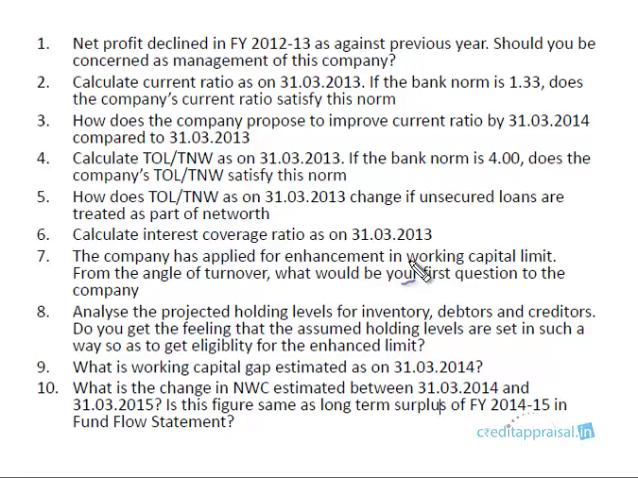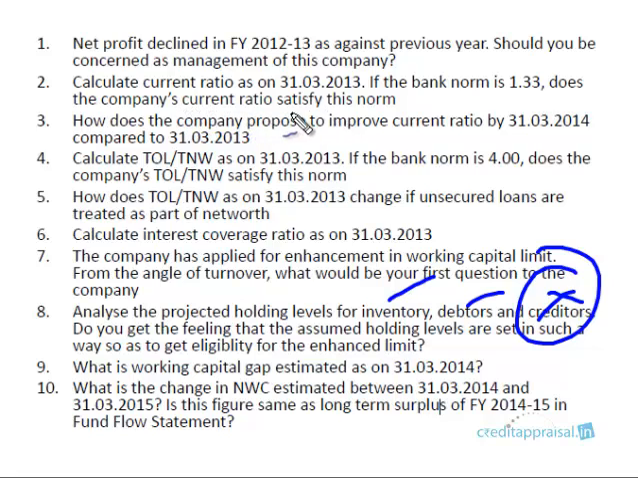So the next question is, what is the working capital? Analyze the projected holding levels for inventory, debtors, and creditors. So these two are okay. These are not okay. Do you get the feeling that the assumed holding levels are set in such a way to get eligibility for the enhanced limit? Yes. It looks like the creditors figure was deliberately projected at a lower level in order to get the eligibility.